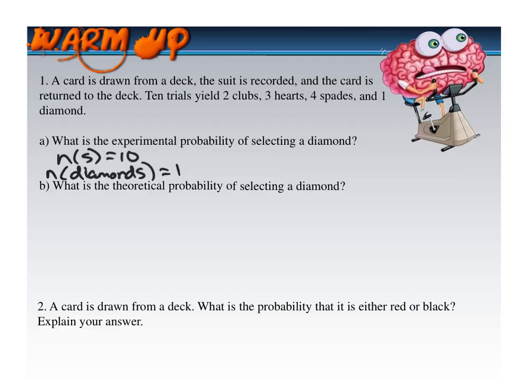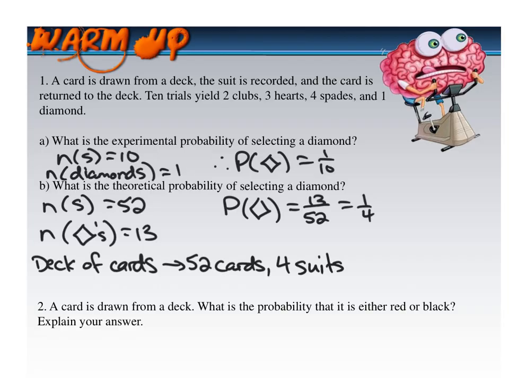Let's compare that to our theoretical probability of selecting a diamond. So theoretically, there are 52 cards in a deck. Each suit has 13 of those cards because there's 4 suits in a deck. And so that means that the probability of drawing a diamond will be 13 of 52, or 1/4. So we have a lower probability in our experiment than we had in our theoretical probability.